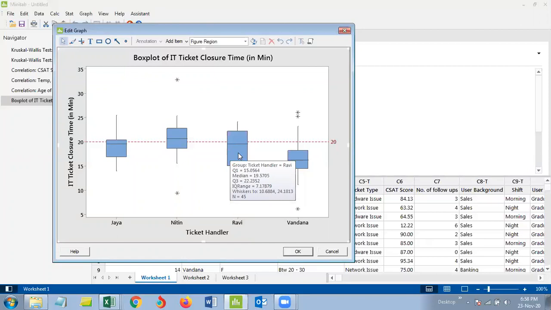Okay, by the way, just want to check. Did we discuss box plot in your yellow belt? Anyone? No, sir.